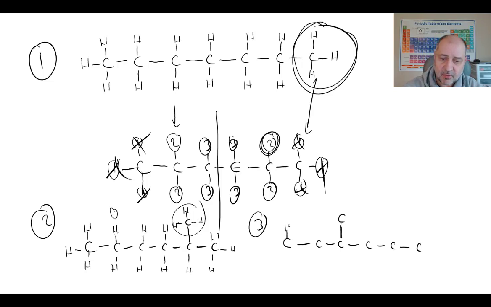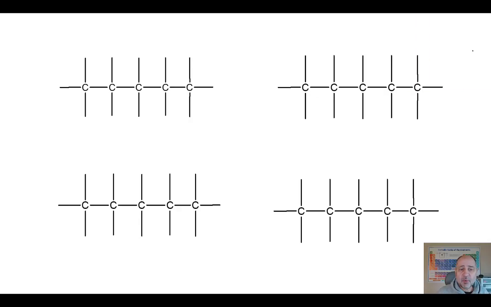So 1, 2, 3, 4, 5, 6. Just put them all in. You know, I'm gonna skip that. But those are now 3 isomers, and now I do the same thing again, which is chop off another carbon.